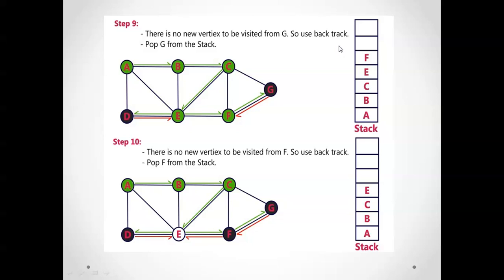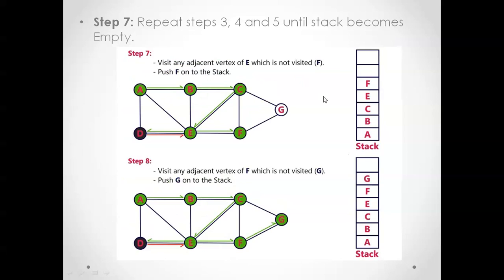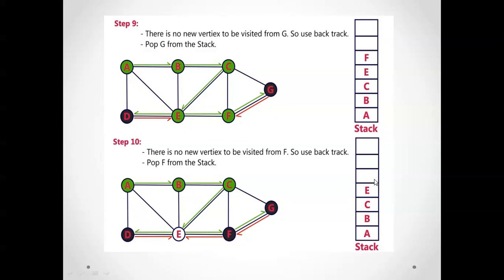We need to pop the element from the stack. From J we don't have any new vertex because C is visited already and F is visited. Now what we are doing here? We are going to take the backtracking. Whenever you are taking backtracking, we need to remove the element from the top of the stack. What is the top of the stack here? G. So now G is going to be removed from the stack. After removing G, the vertices we have here are F, E, C, B, A.